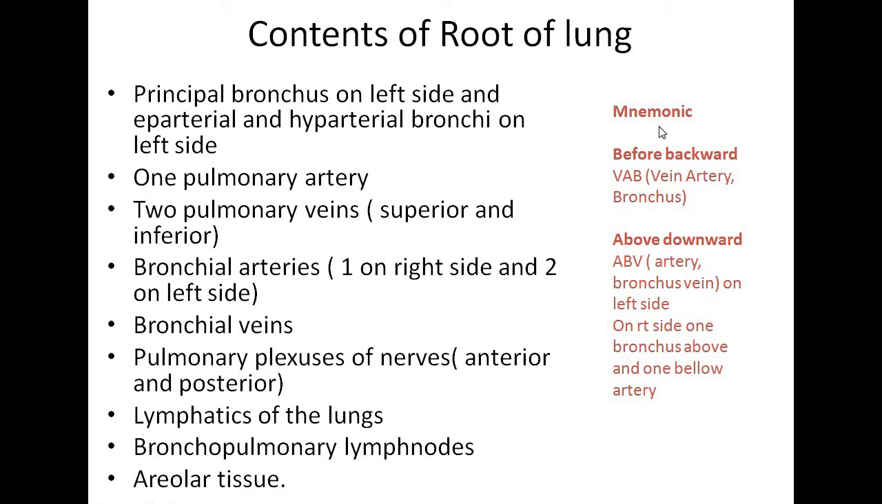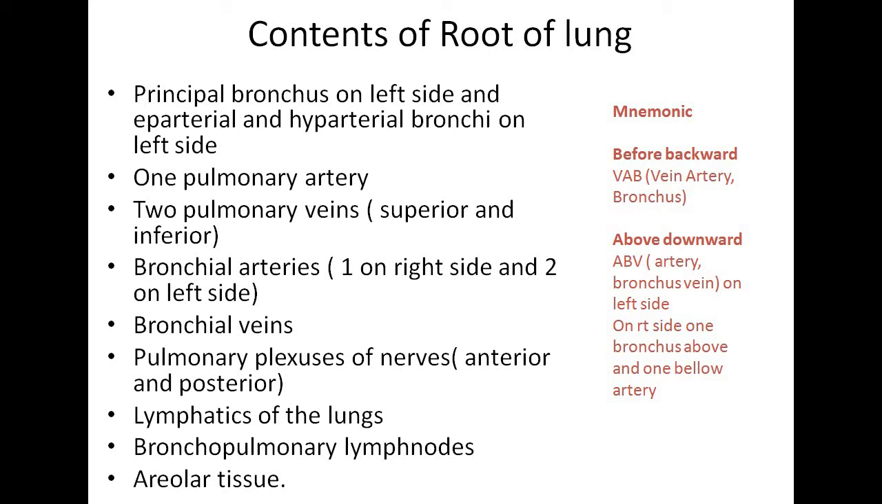Here you can remember a mnemonic, that is before backward VAB, that is pulmonary vein, pulmonary artery and bronchus. While above downward on left side ABV, that is pulmonary artery, bronchus and then the vein. While on right side, what happens? The right principal bronchus divides into superior and inferior, that is, one is above the artery, one is below the artery. So these are the eparterial bronchus, then pulmonary artery, then the hyparterial bronchus, and last one is the vein. So this sequence you should know.